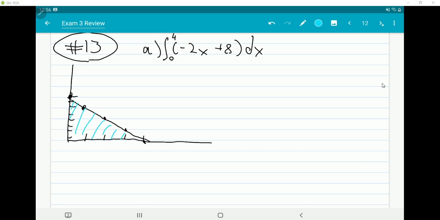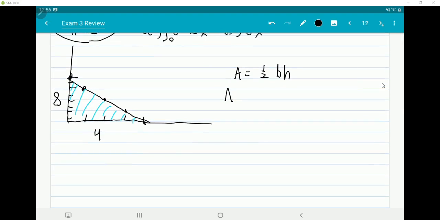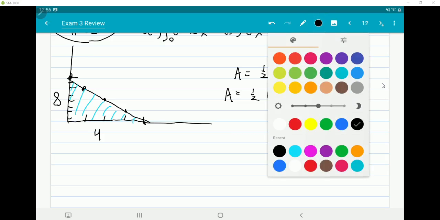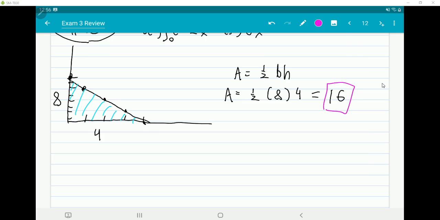And remember, the definite integral is defined to be the area under the curve. So therefore, the area under the curve is just the area of the triangle that we have here. So the height is 8. The base is 4. So A is equal to 1/2 base times height. That's the formula for area of a triangle. So therefore, A is equal to 1/2 times 8 times 4, which is 16. So that's that. A stands for area of a triangle.